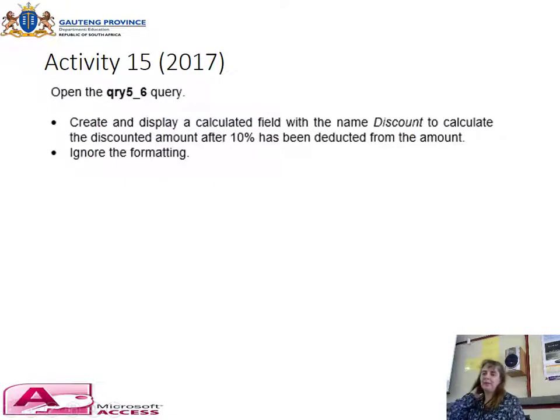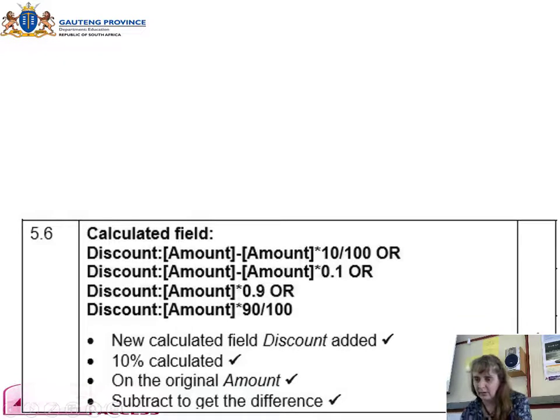Activity 15, we'll quickly try this one. So here we have our calculated field with the different options. Discount is the amount minus the amount times 10 divided by 100. So I can assume it's a 10% discount on that specific amount. Or they can say amount minus amount times 0.1, or amount times 0.9, or amount times 90 divided by 100. That's the different options. So where does the mark come from?